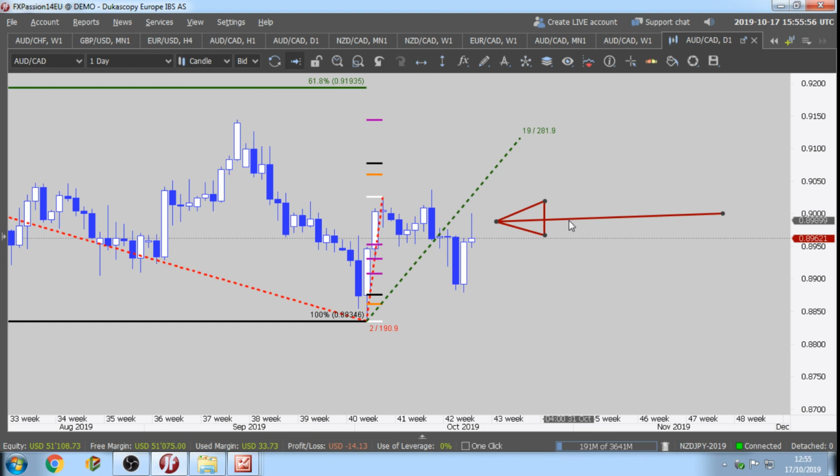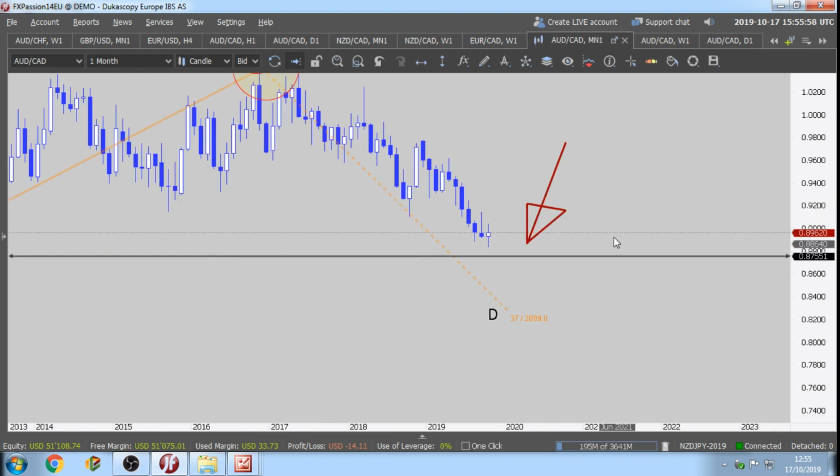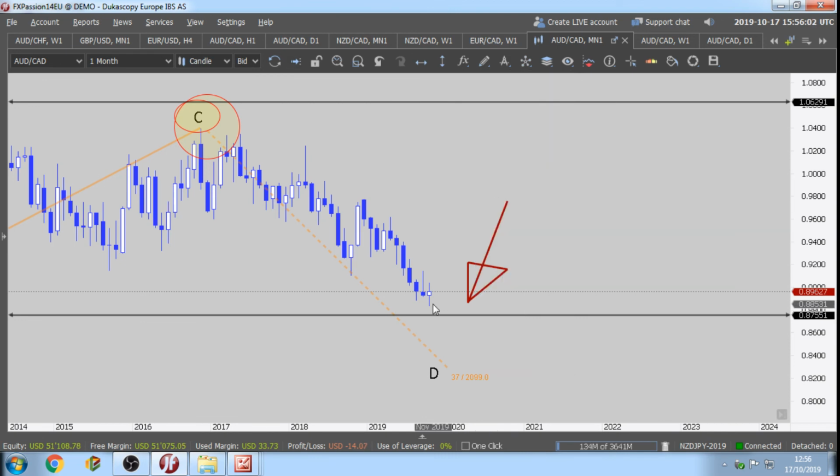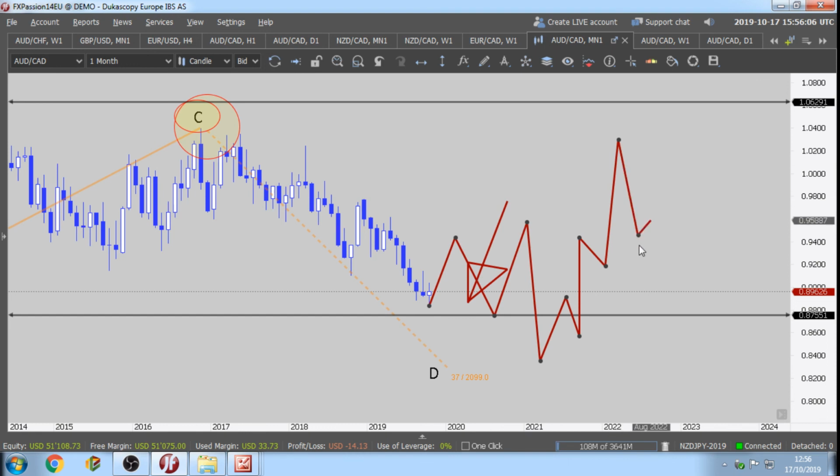Why is that? Because in the meantime, even though the sequence is pointing down from the monthly and the weekly, the market can do anything it wants before it hits the appropriate extension.